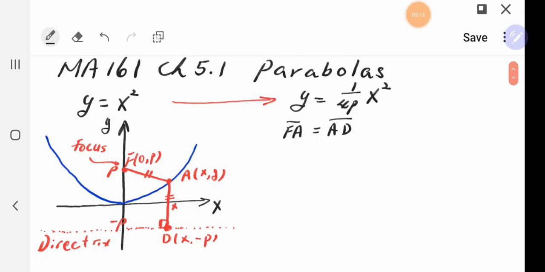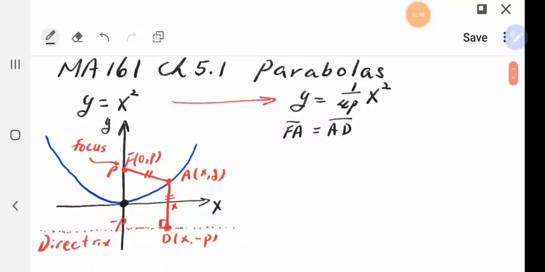So when you graph a parabola, there must be a focus and a directrix. The directrix is measured from the vertex of the parabola. The p-value and negative p-value are the same distance, so negative p is in the other direction, the same distance from the vertex. And so y equals x squared can be written as y equals 1 over 4p times x squared.